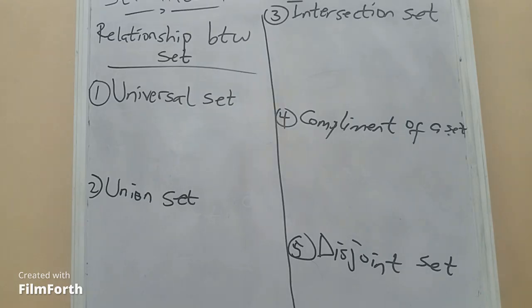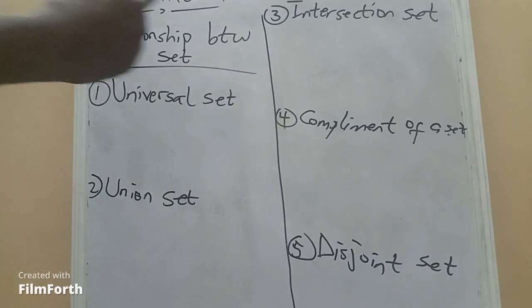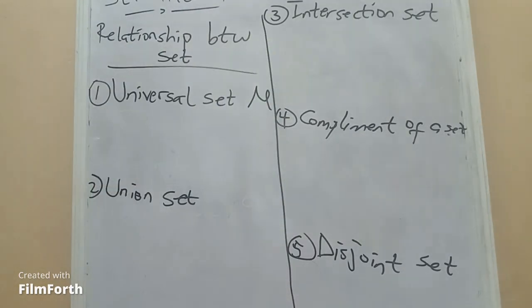The first one is the universal set. The universal set happens to be the parent set, and it is denoted by this symbol, a curly U. Now, what does it mean? Let's assume your surname is Ajanle Koko. Anybody born of Ajanle Koko, Ajanle Koko is the universal set of anybody born in Ajanle Koko. I don't know if you understand what I said.